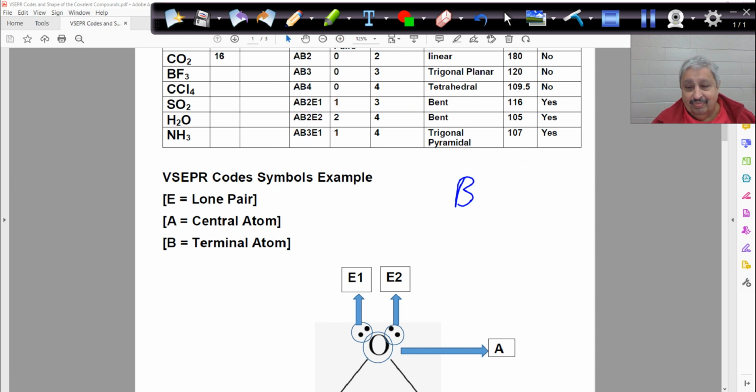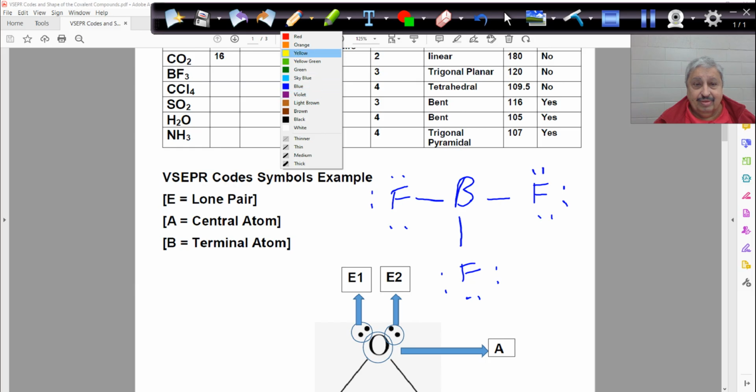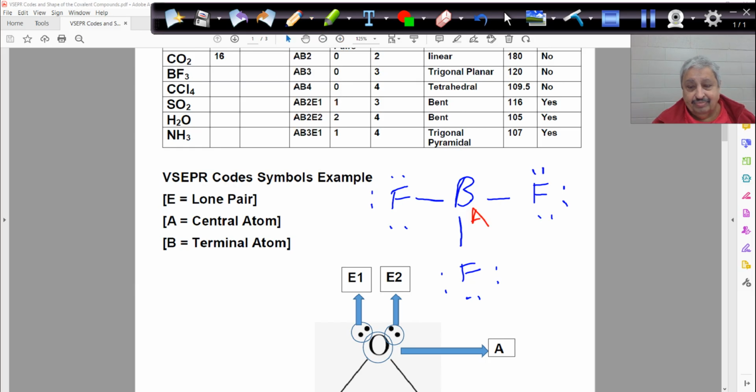So this is a boron, fluorine, fluorine, fluorine, and then each fluorine has 3 sets of non-bonding pairs. So we have A, B, B, and B. This is AB3. AB3, where is it? It's here, correct? So how many zones do we have? 3 single bonds, correct? 3 zones. 1, 2, 3.